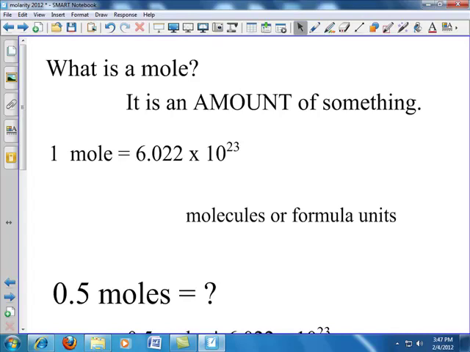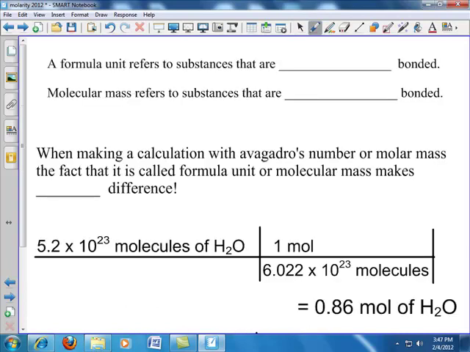By now you should know that a mole is an amount of something, and that it is 6.022 times 10 to the 23rd. And you should be aware that we can be talking about molecules or formula units. In fact, I have this particular page I just want to go through. A formula unit is something that refers to substances that have what type of bond? And at this point in time, you better be saying ionic.